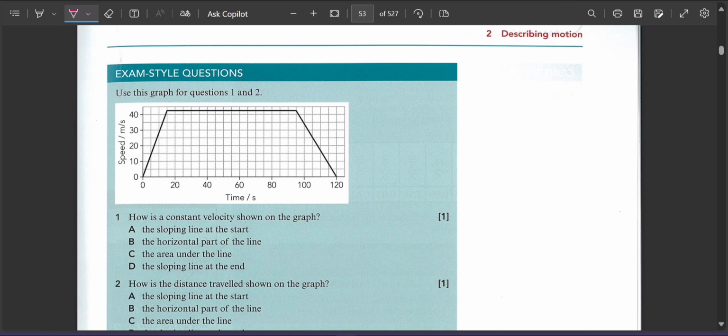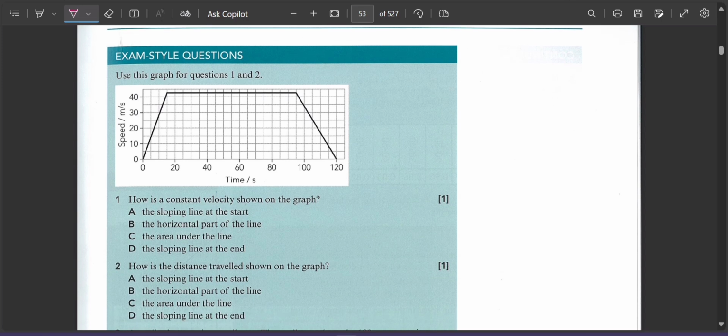If you haven't completed and or watched those videos, make sure you go and check them out first before attempting these questions. Question number 1, use this graph for question 1 and 2. How is a constant velocity shown on the graph?